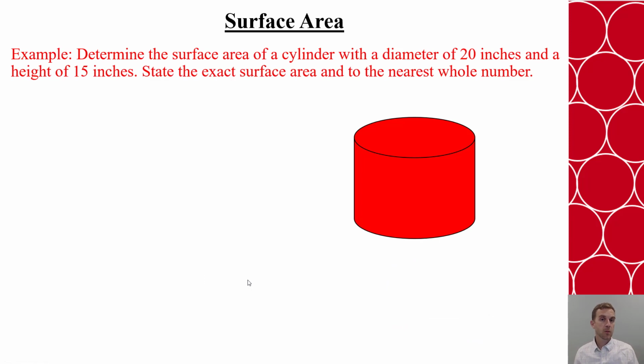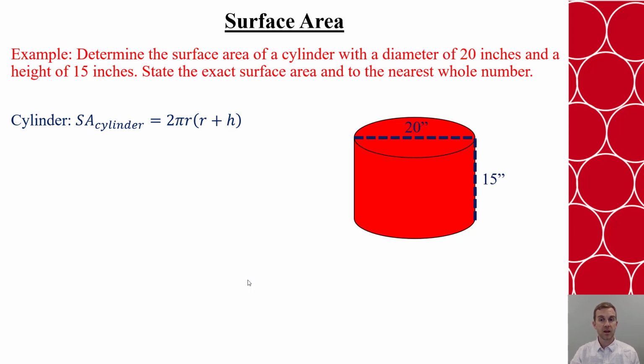So if I'm given a problem such as this, where it says determine the surface area of a cylinder with a diameter of 20 inches and a height of 15 inches, and state the exact surface area and to the nearest whole number, I could use the surface area formula for the cylinder. So the first thing I would want to do is label my cylinder. Here I have the height is 15 inches and the diameter is 20 inches. But if I look at my formula, I want the radius, not the diameter. So if the diameter is 20 inches, I know that the radius is 10 inches. So I'm going to relabel my cylinder to help me out.